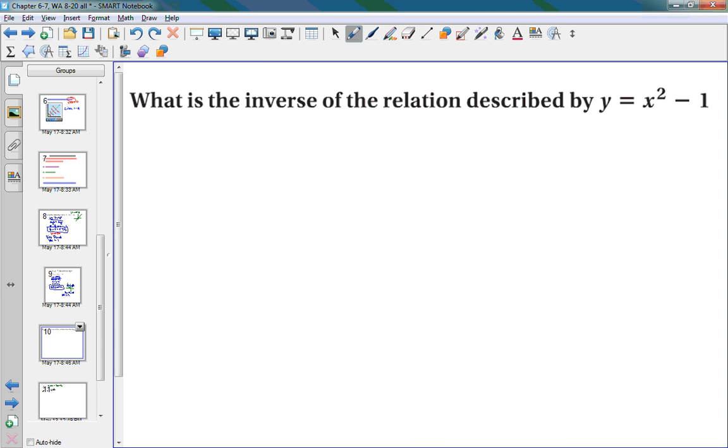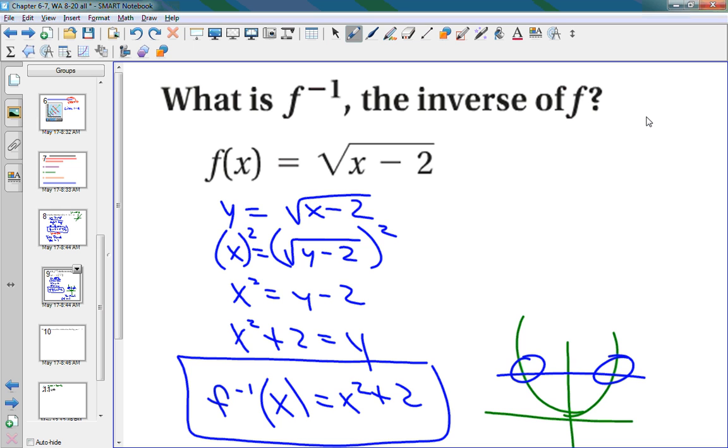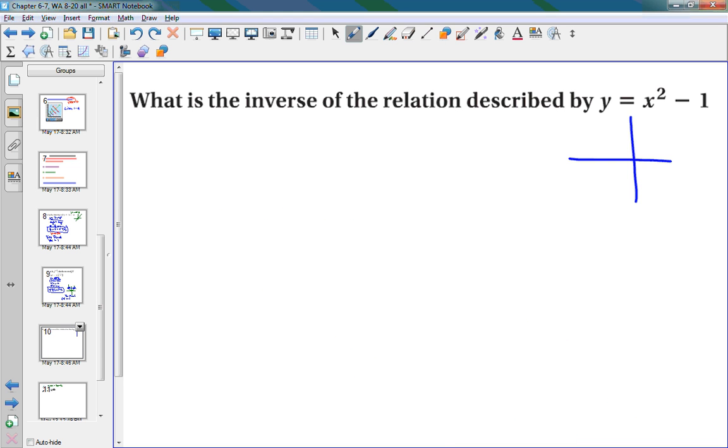Okay, do this one. Now, what is the inverse of the relation described by y equals x squared minus 1? First off, what do we know about x squared? It's a parabola. What we learned about parabolas is that it is a function, but is it a one-to-one function? No, it is not a one-to-one function, which means there is no inverse. Do we understand that? However, it wants you to show why there is no inverse. So let's pretend that there is an inverse here, and let's try to figure out what the inverse would be.